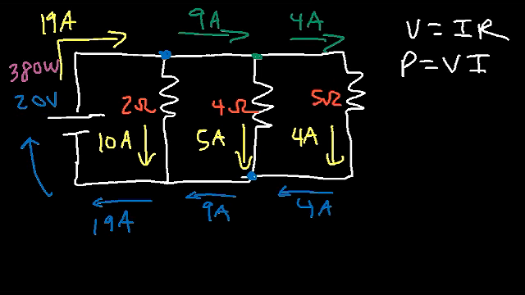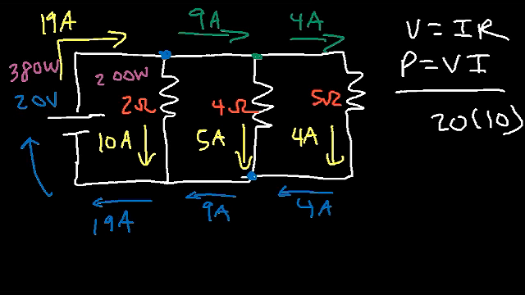Now what about the power absorbed by the 2 ohm resistor? So what we could do is simply use the same equation, P equals VI. So the voltage is 20 volts across it times the current of 10 amps that flow through it. So 20 times 10, that's 200. So the 2 ohm resistor absorbs 200 watts of power.